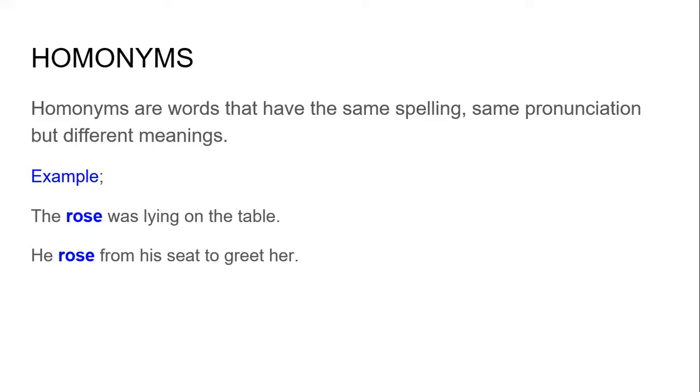If you look at both words, they both have the same spelling, R-O-S-E. They both have the same pronunciation, rose and rose, but they have different meanings. And if you come across words like this that have the same spelling, the same pronunciation, but different meanings, they are called homonyms. Let's go to the next one.